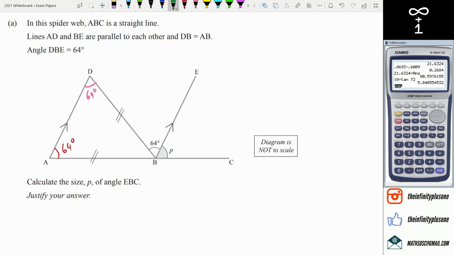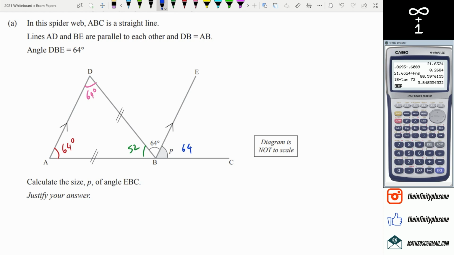Then we're going to figure out, what do we got? 180, take away 64, 64, that's 52, is it? And if that's 52, we're going to end up with 64 here. Yeah. So pretty much it.